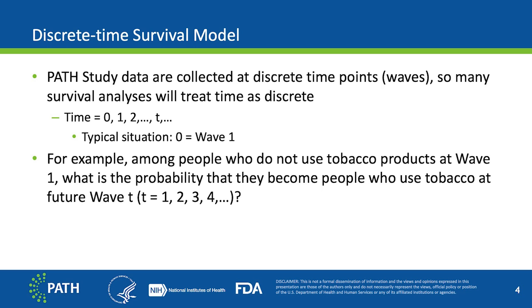For this first part, we're going to look at an example where we're starting with people who do not use tobacco products at wave 1. Then we want to know what's the probability that they start tobacco use at waves 2, 3, 4, 5, etc.